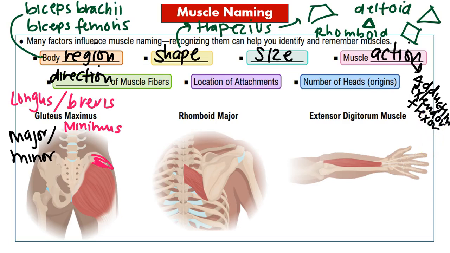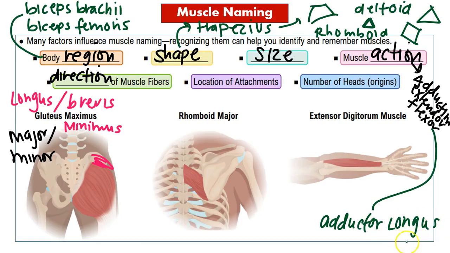So let's get into an example. Say, for example, you have the, let me write this down here, the adductor longus. So it's telling us the size, it's telling us it's long, and it also is telling us the muscle action, adductor. So it's going to be adducting. That's the movement, okay? And if it's adducting, that means you're going toward the midline. And usually if you're going toward the midline, you're talking about the adductor longus, it is attached to the thigh. So you can start adding more layers to it if you like as well.